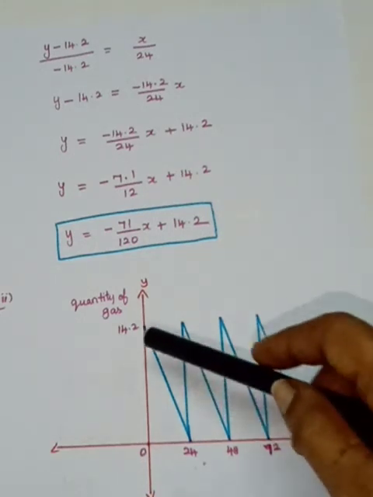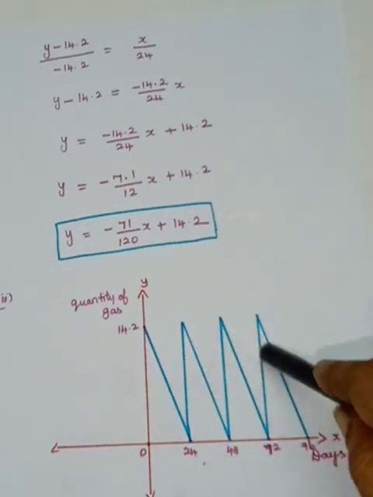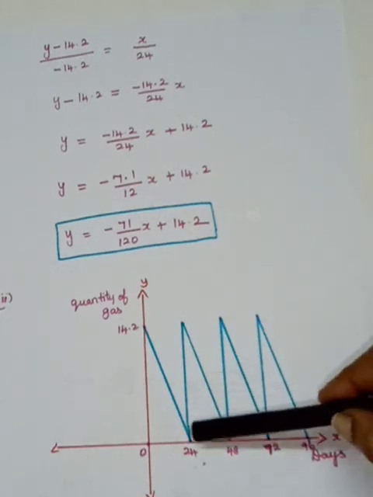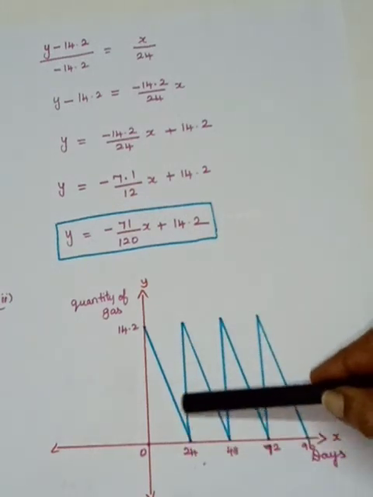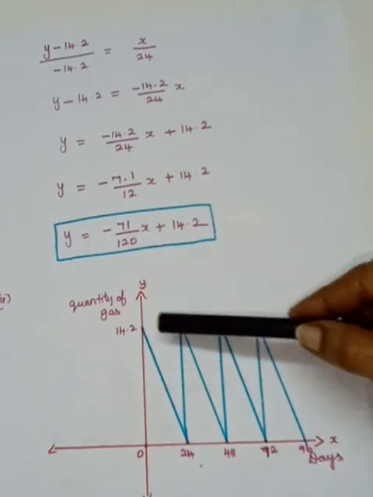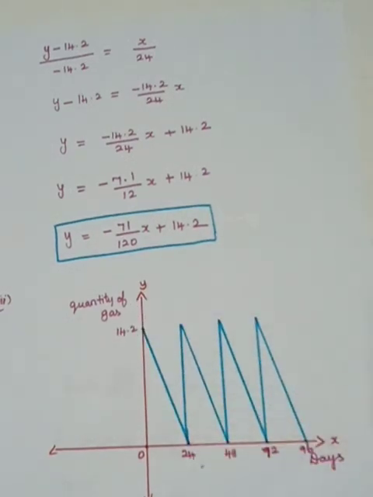So here is the first cylinder, this is the second cylinder, third and fourth cylinders we are using for the 96 days. Here you have to draw the straight line. The line should be straight here. Where it is reducing, we have marked a slanted line.